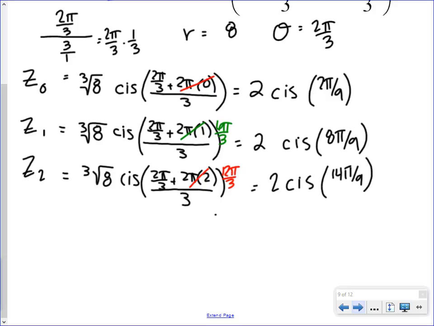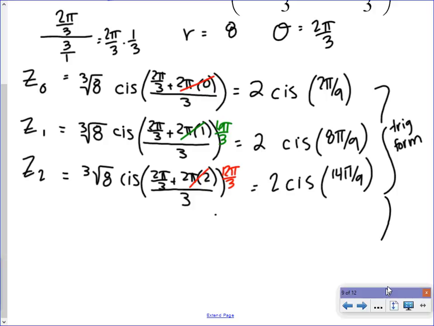Okay, all of these answers are in what form? Trig form. Can you put them in rectangular form? Yes.